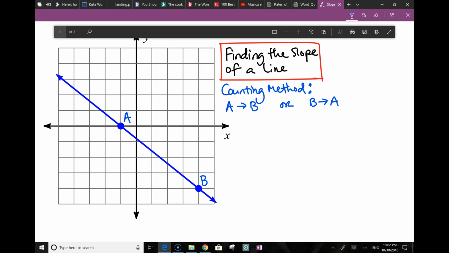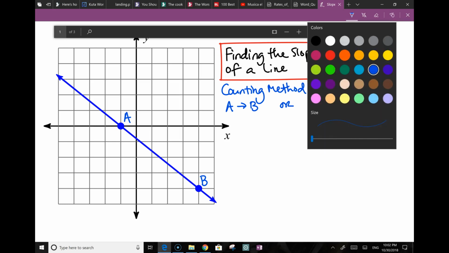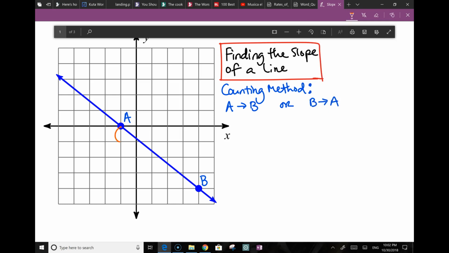So if we were to go from A to B, I need to first move down, and in doing that I need to track my movement. So it's going to be 1, 2, 3, 4, and I stop there because this is the level at which point B sits, as you can see over there. So because I went down 4, this is a negative direction.